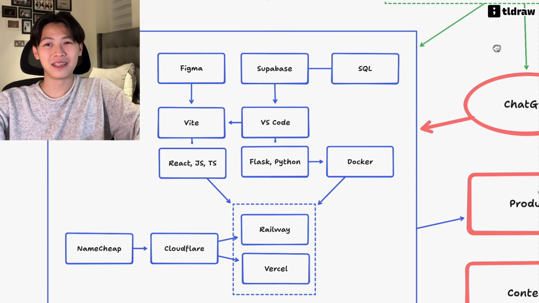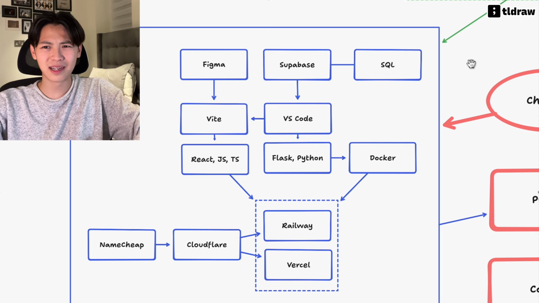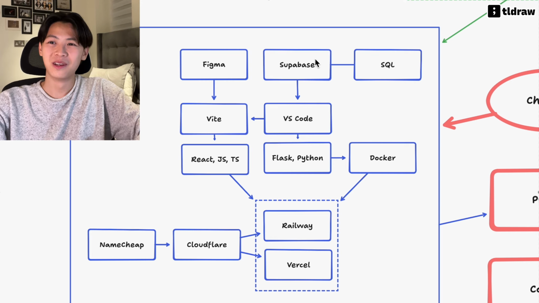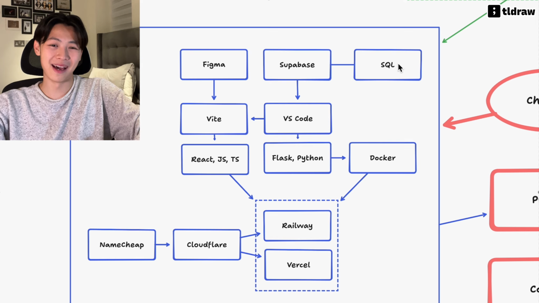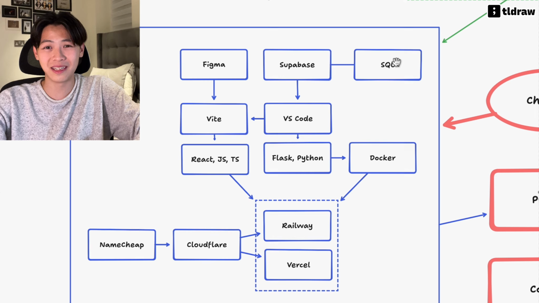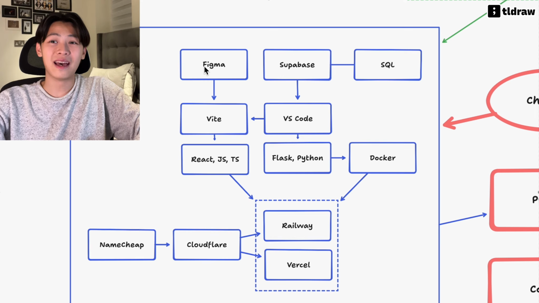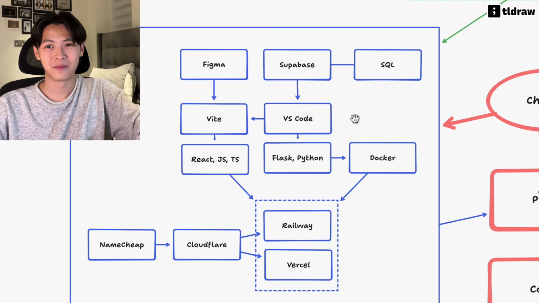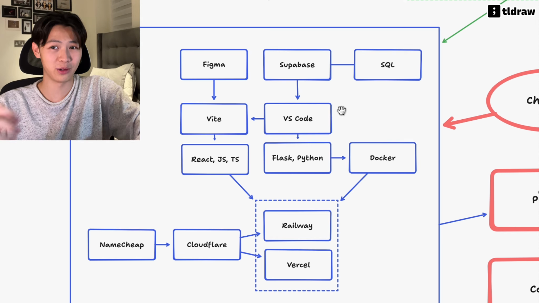Now let's talk about the app flow. There are some things here which you probably won't understand, but I'll try and explain everything. Supabase and SQL is my backend. This is the database. This is usually what you don't see when you go on a website. Then on the left we have Figma, which is what I use to design my websites. And from there I go down into Vite and React. And all of this is within VS Code, which is where I write all of my code.